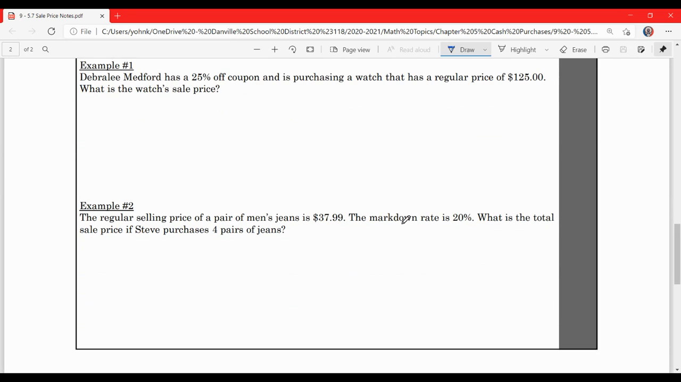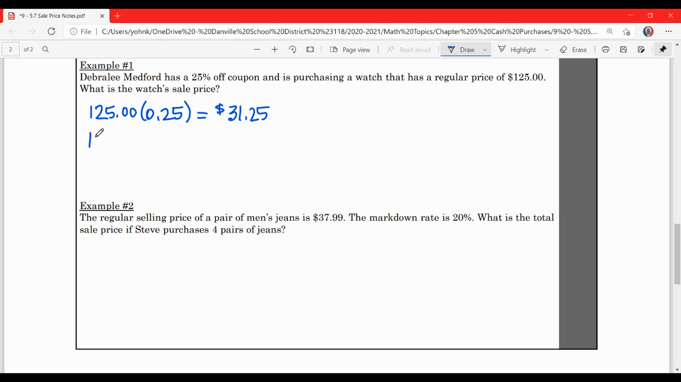So, example number 1, Deborah Lee Medford has a 25% off coupon and is purchasing a watch that has a regular price of $125. What is the watch's sale price? So, first I need to find the markdown. I can take the price of the watch, $125, and multiply it by the percentage of the markdown, which is 25%. If I do this, then I get a $31.25 markdown. So that's less money that I have to pay.